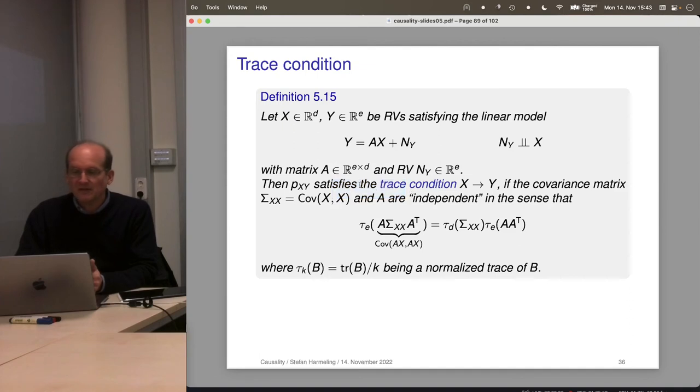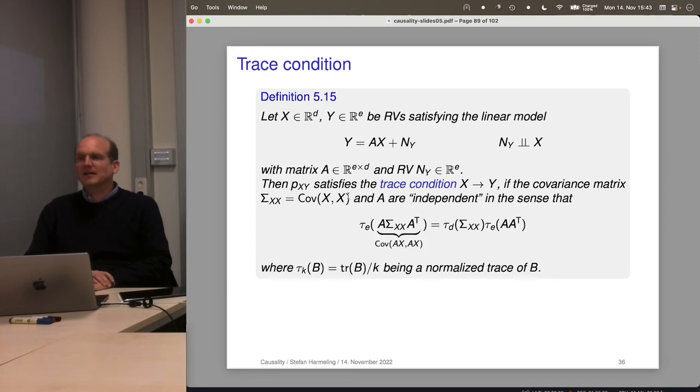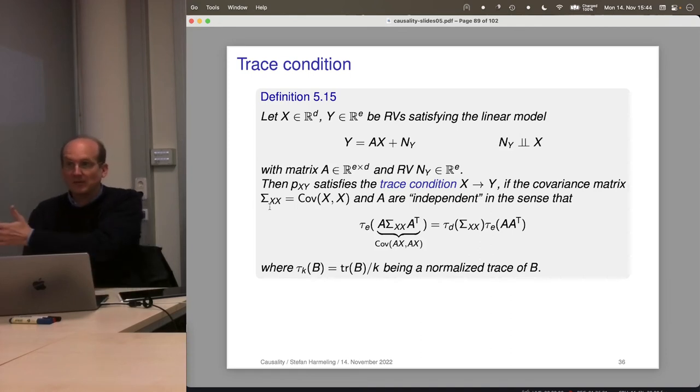So now we say the joint distribution of x and y satisfies a trace condition if the covariance matrix of my x, notice it's a vector, so there is a matrix, and this mixing matrix A are independent. So that's again an interesting statement. The covariance matrix is like an instance that tells me something about the marginal distribution of X. So it's coming from the marginal distribution. And I'm saying now the covariance matrix, which is describing the marginal distribution to some degree, should be independent of the mechanism A.